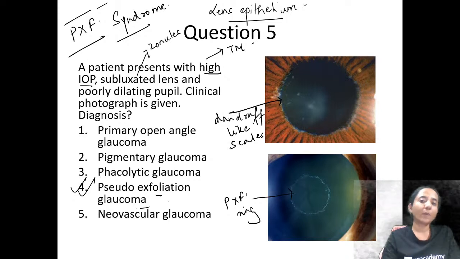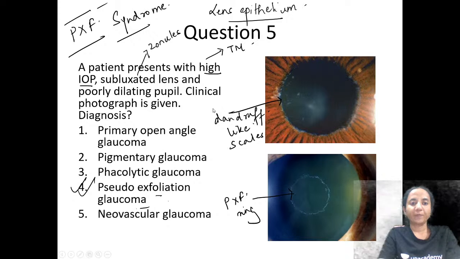Okay, so that is why this is the answer. The images that I wanted to show you are these two. See this whitish ring on the anterior lens capsule. This is the pseudo exfoliation ring. These whitish dandruff-like scales are also due to the deposition of pseudo exfoliation material. Right? Let's go to the next.